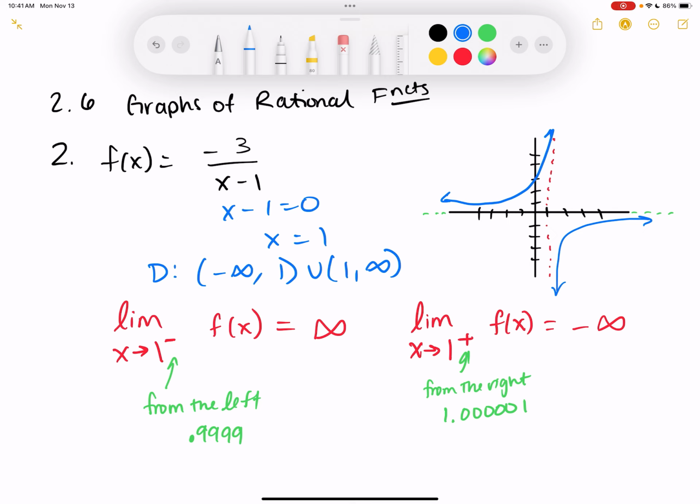As I approach 1 from the left, it goes to positive infinity. So it shoots up this way. We're talking about the y value as the infinity part. As I get to 1 from the right-hand side, I'm getting closer and closer, and as I get closer, this shoots down to negative infinity. So as x gets close to 1 from the right, it shoots to negative infinity in the y. As it gets close to 1 from the left, it shoots up to positive infinity in the y.